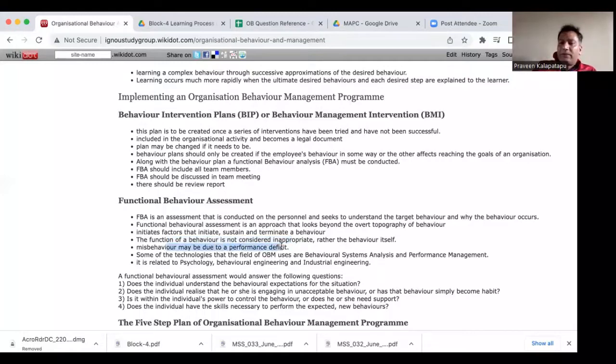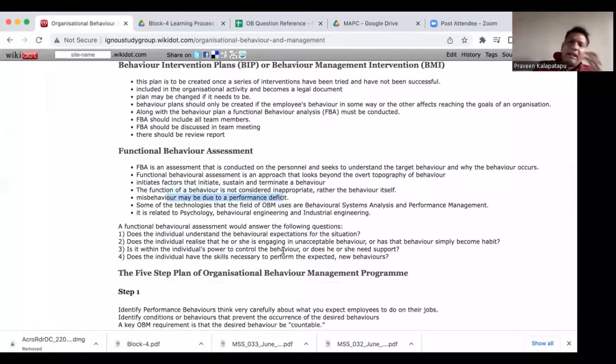Misbehavior may be due to a performance deficit. So there could be some probable root causes. Maybe they are not skilled enough to do it. So even the skill aspect could be one of the reasons.